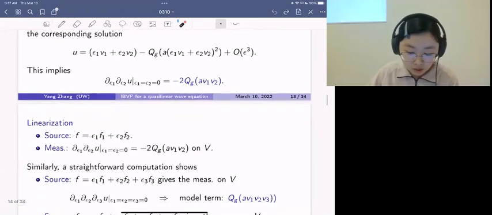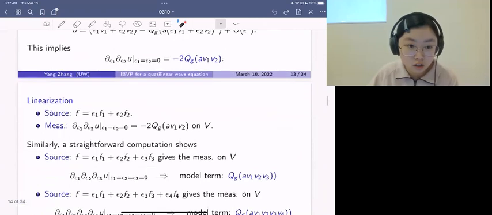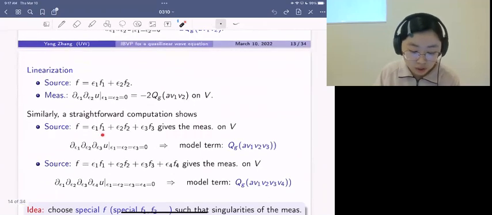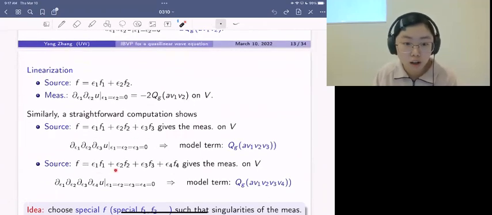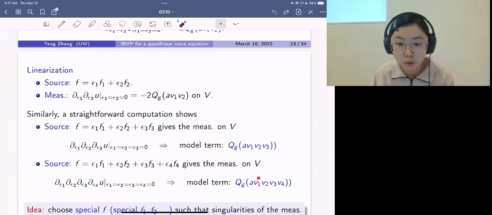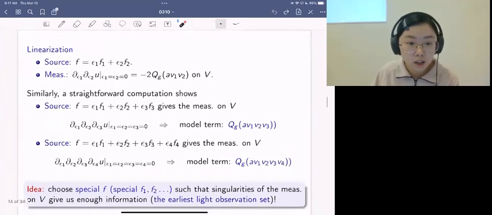So this is called the second order linearization. If we consider 3 small parameters or 4 small parameters, we will have the third order linearization and the fourth order linearization. So here I use these 2 terms as the model term for them.